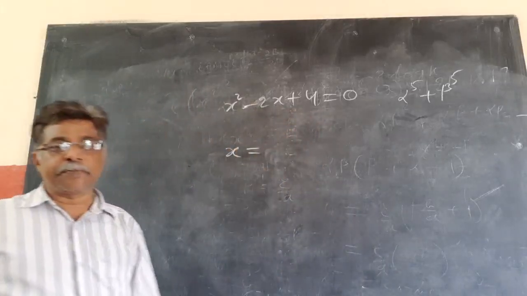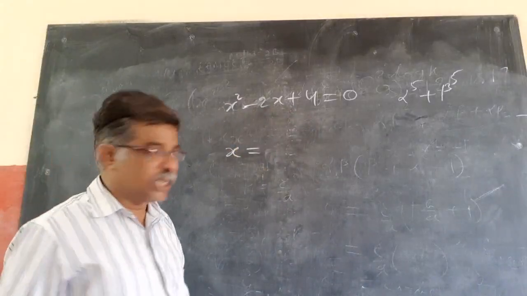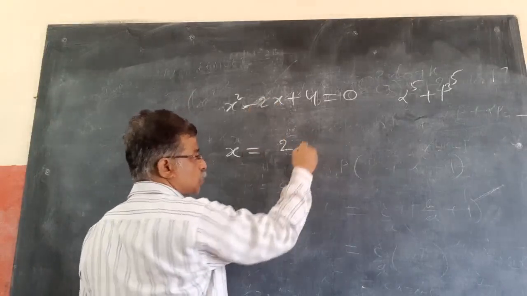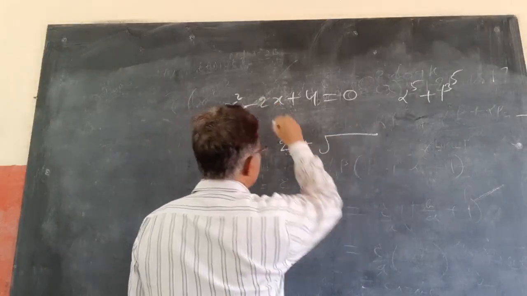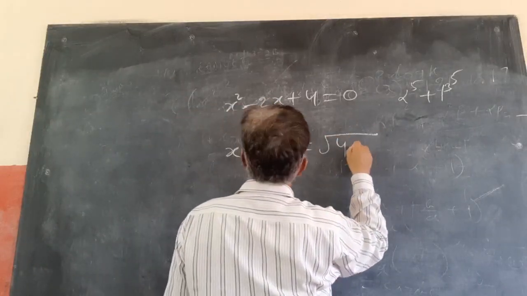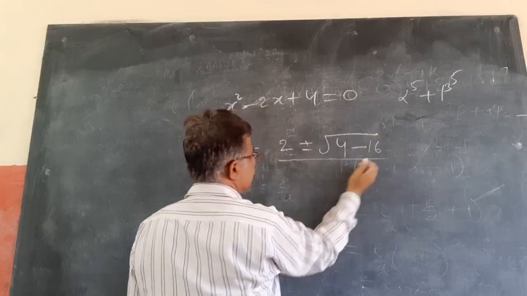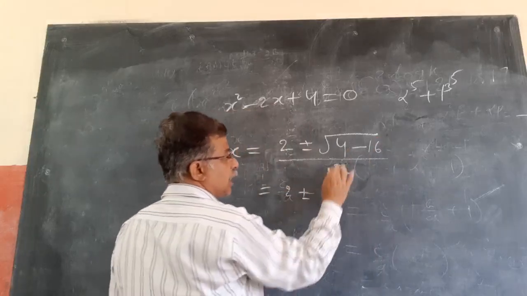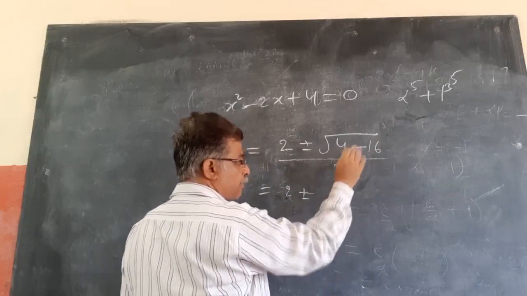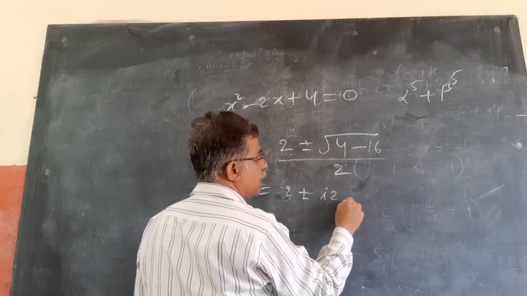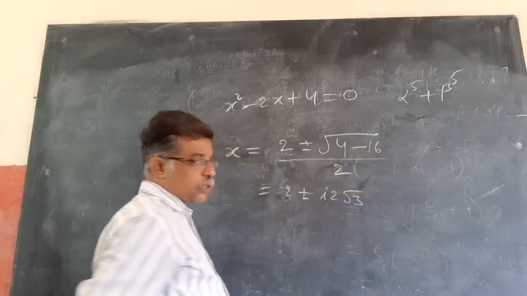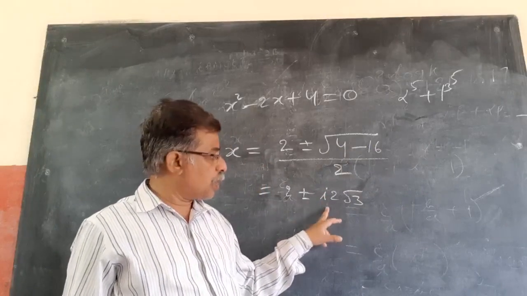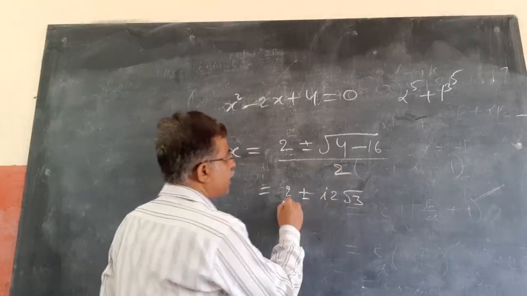x equals minus b plus or minus root of b square minus 4ac. What is minus b here? Minus of minus 2, plus or minus root of b square, which means 4, minus 4ac, 4 fours are 16, by 2a, which means 2. So 2 plus or minus root of minus 12. Root of minus 12 is 2i root 3, since 12 means 4 threes, and root of minus 1 is i. So 2i root 3 by 2.